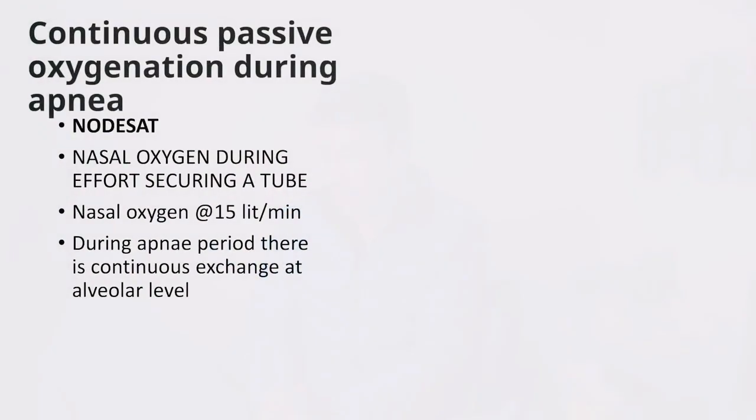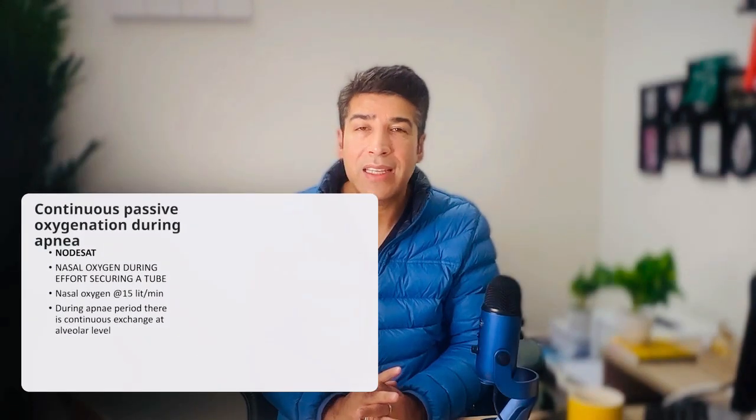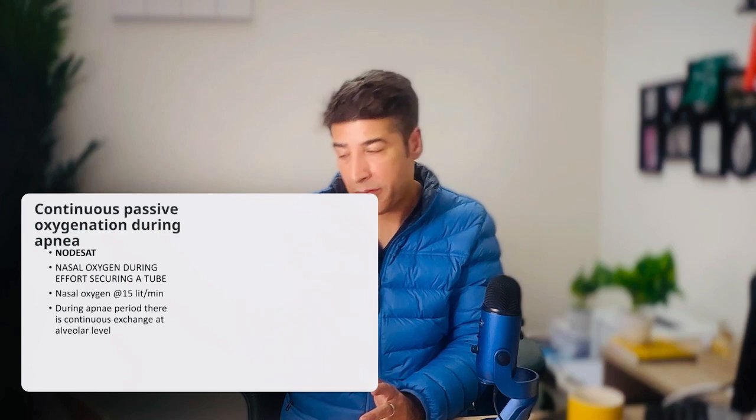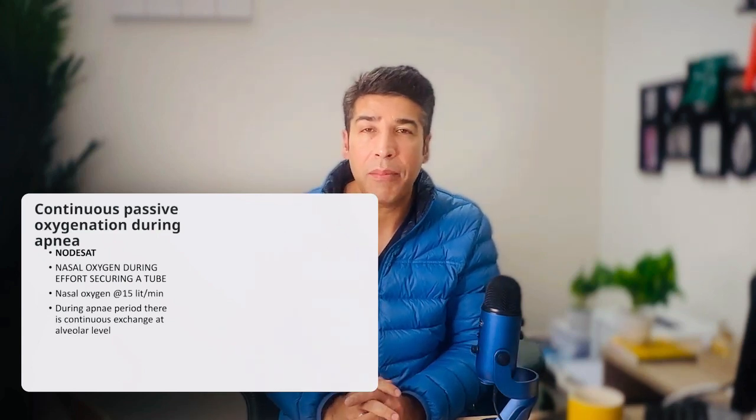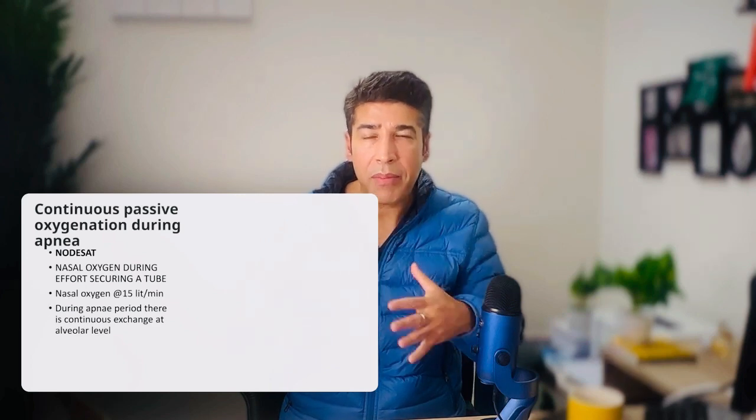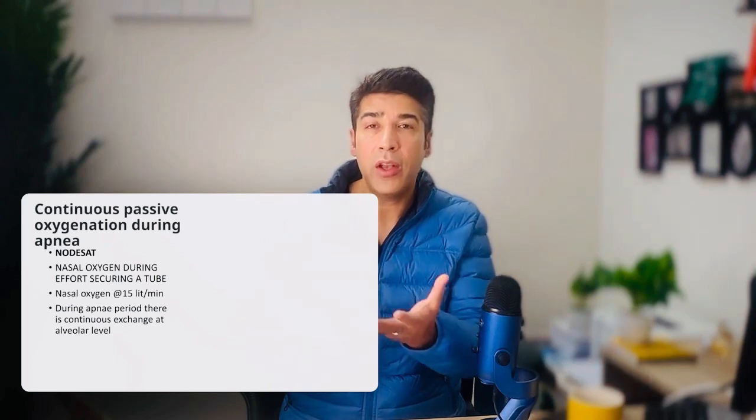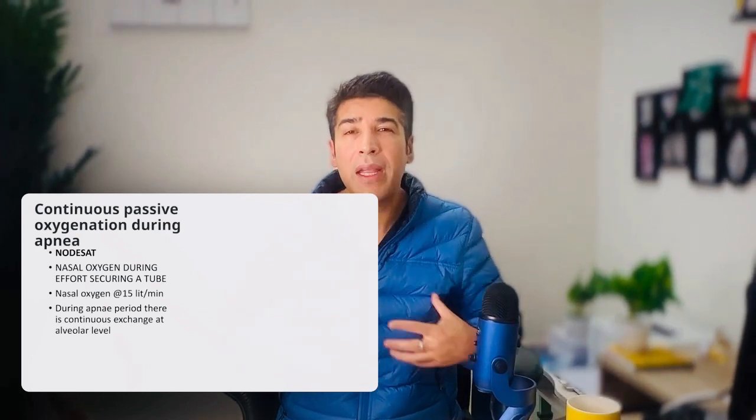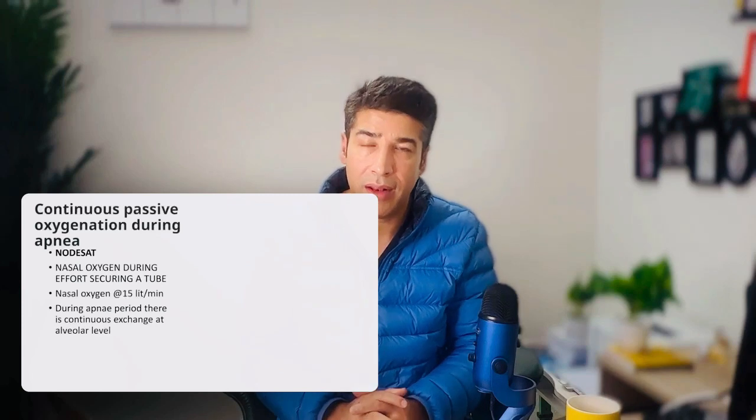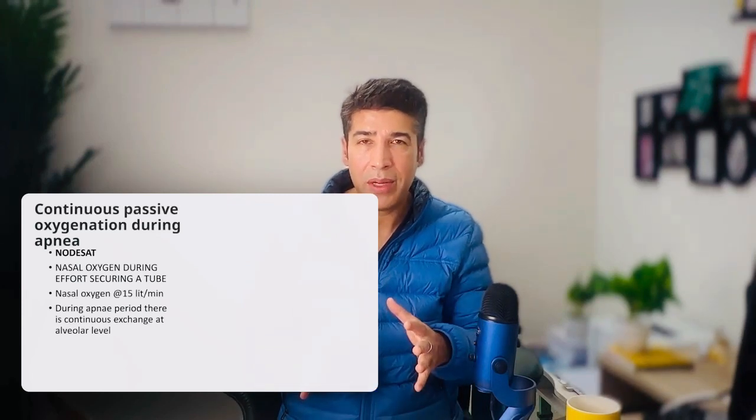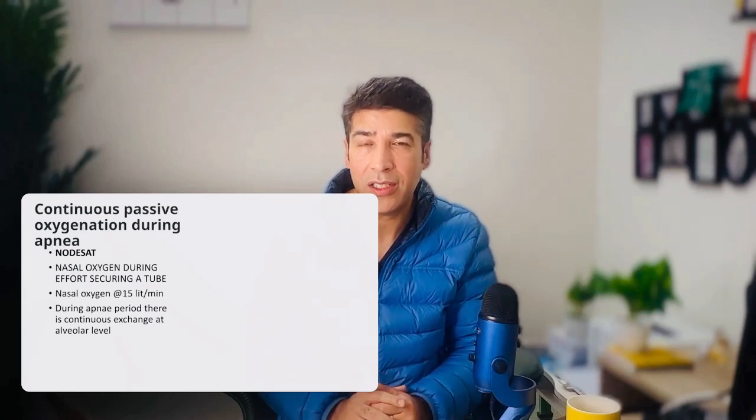Now, the other is the concept of what is known as continuous passive oxygenation, apneic oxygenation, continuous passive oxygenation during apnea. Now, the concept is simple. When the patient is in apnea where you have to wait for intubating condition, there is diffusion that is continuously happening at the alveolar level. So keep this nasal cannula there. You are waiting for the patient for that intubating condition to happen.